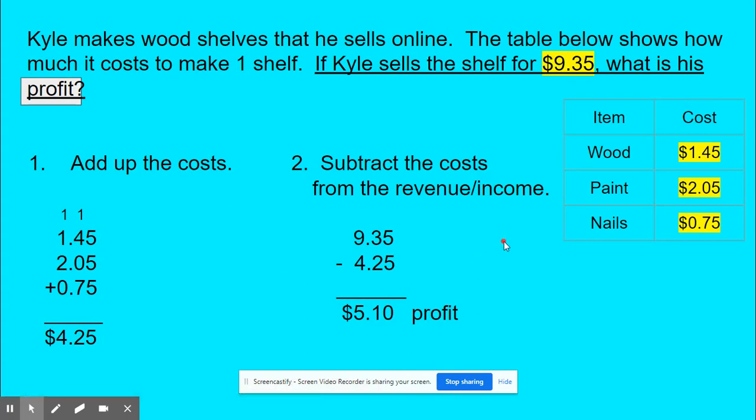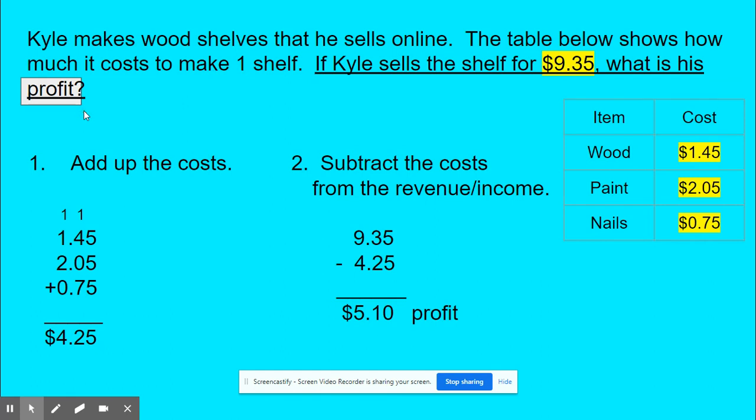So if we look at the problem, remember our strategies. First, we're going to highlight the numbers. Well, you're supposed to circle, but with this program, it was easier to highlight. So I highlighted it, and you can do the same: $9.35, and then the cost of my wood, paint, and nails. Then I underline the question. Why do we underline the question? Because usually the question gives us some clue words and it tells us what we're supposed to do. If Kyle sells the shelf for $9.35, what is his profit? So it's telling me that I need to find out the profit.